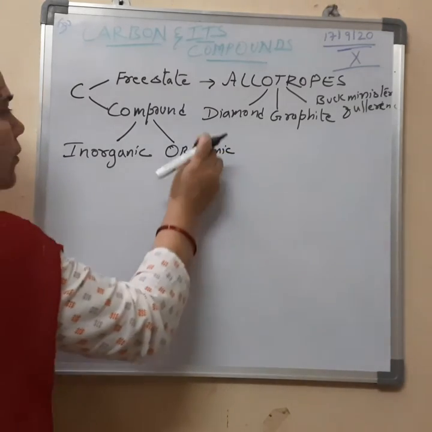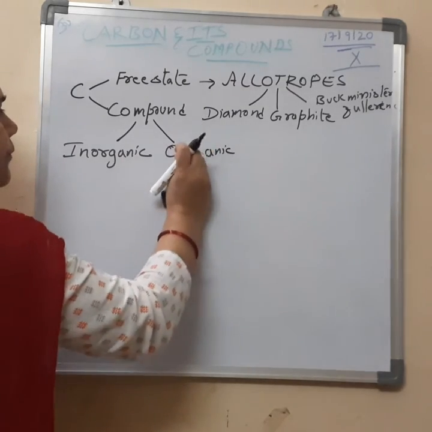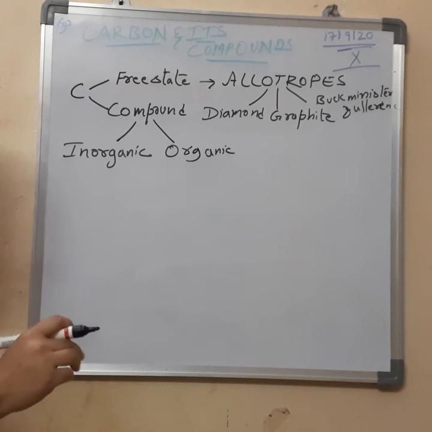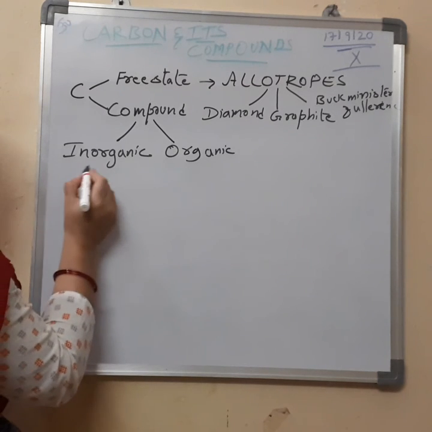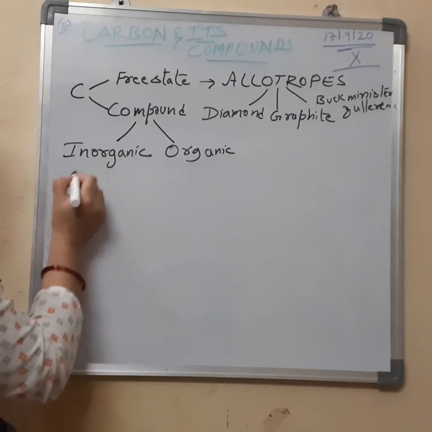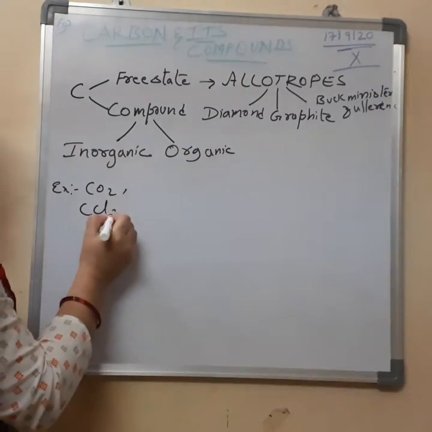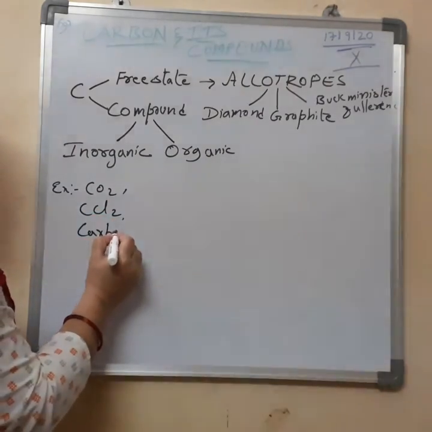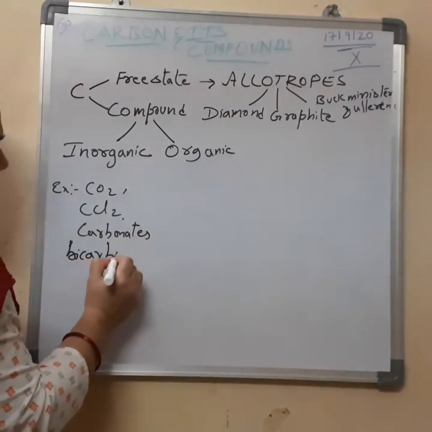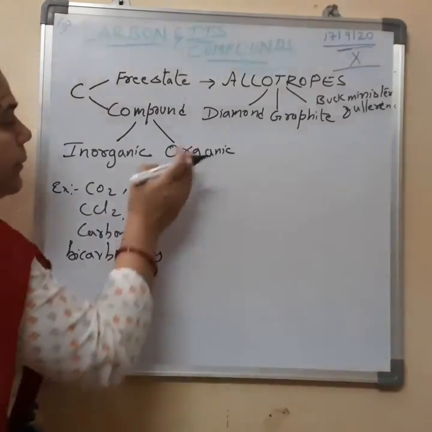Okay, so now why do we call it organic? Something which is found in all the living matter. When they die also, it is going to exist in their body. Now when I talk about inorganic, they are basically found as, for example, carbon dioxide, carbon tetrachloride, carbonates or bicarbonates. So these are what? Inorganic carbon compounds.